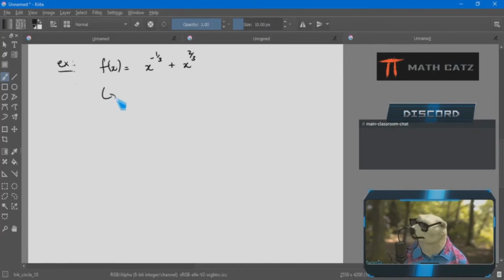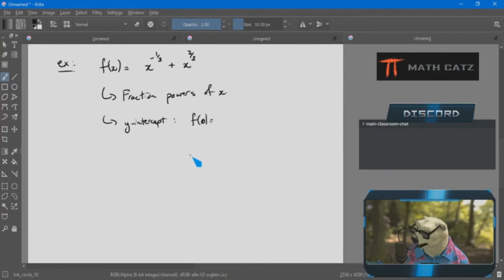So it's certainly something that I'm going to have to build my experience to understand what do I expect here. Fraction powers. What do I expect is going to happen here? Now, we, at the very least, want to find the y-intercept. So that's a 0. And even that might seem a little confusing for some.